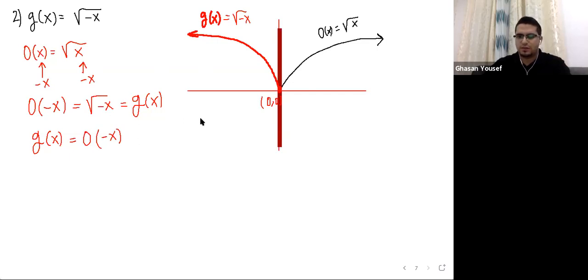Okay, now let's go to the vertical stretching and shrinking of graphs. Any question about this? Any question about the examples here? Okay, let's do the vertical stretching.